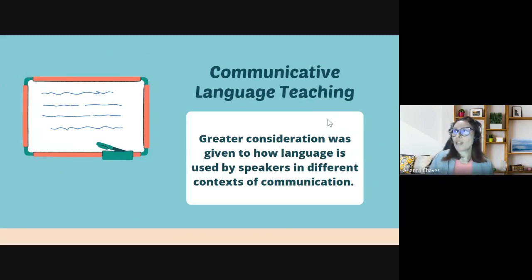contexts. And as we have it here, for example, on the screen, greater consideration was given to how language is used by speakers in different contexts of communication. So the idea was to centralize everything to communication, rather than the mastery of the grammatical system of the language. The communicative competence that we know, right? That is basically that capacity of the learner in order to communicate appropriately in different settings, in different circumstances with different types of users. So, and this is the communicative language teaching.